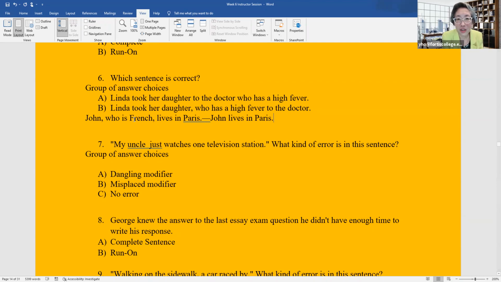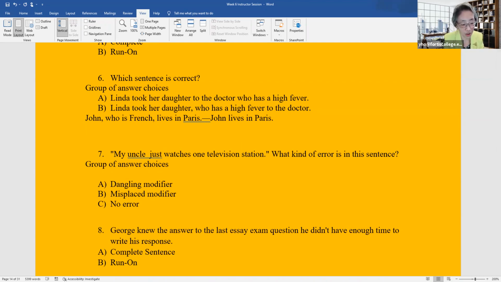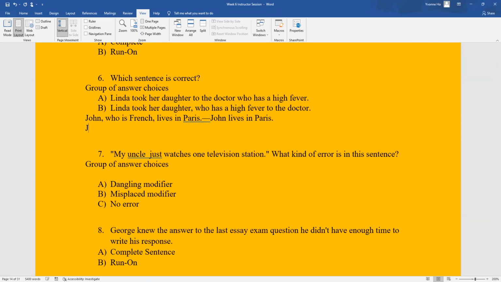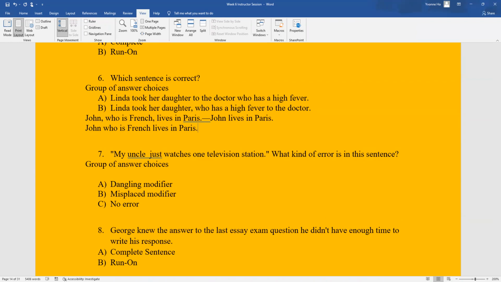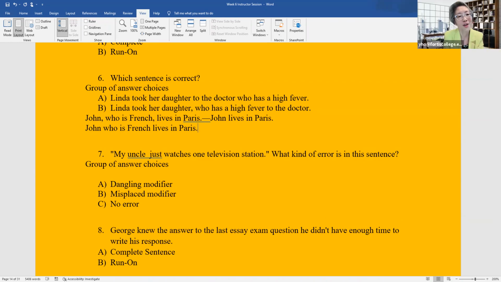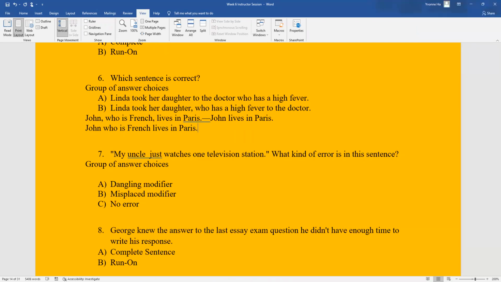He lives in Paris. But if I, the writer, think, oh, this is so important, everybody has to know he's French because he speaks such good French, it depends on what you're talking about. Oh, John, who is French, lives in Paris. He's a native speaker of French. He'll make a great French teacher for you, okay? Then we don't put commas in because it's such an important element in the sentence.